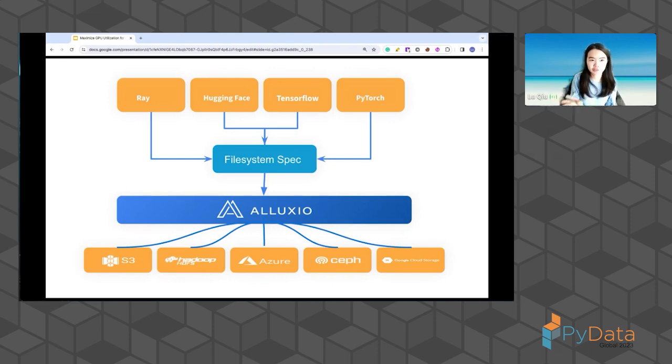And note that all the frameworks can share the caching layer, whereas the file system's built-in cache functionality is at the per-node level. Basically, it's per framework, per node. You cannot reuse it across different nodes, and you cannot use it across different frameworks. But by adding a super caching layer, those things can be reused.